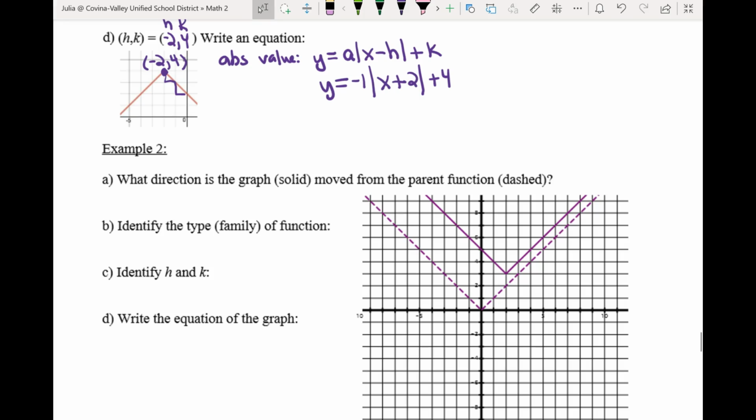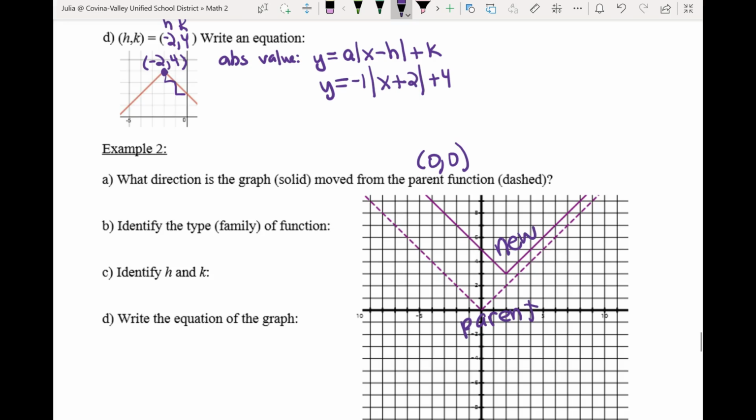All right, so now there's something called a parent function. A parent function is what it would be at its most basic form. Absolute value in its most basic form would look like this dotted line right here. And the parent function is always at 0, 0. Okay, but the new function can move. So this is the parent function right here. This is our new graph that we're making right there, the one that's in solid colors.